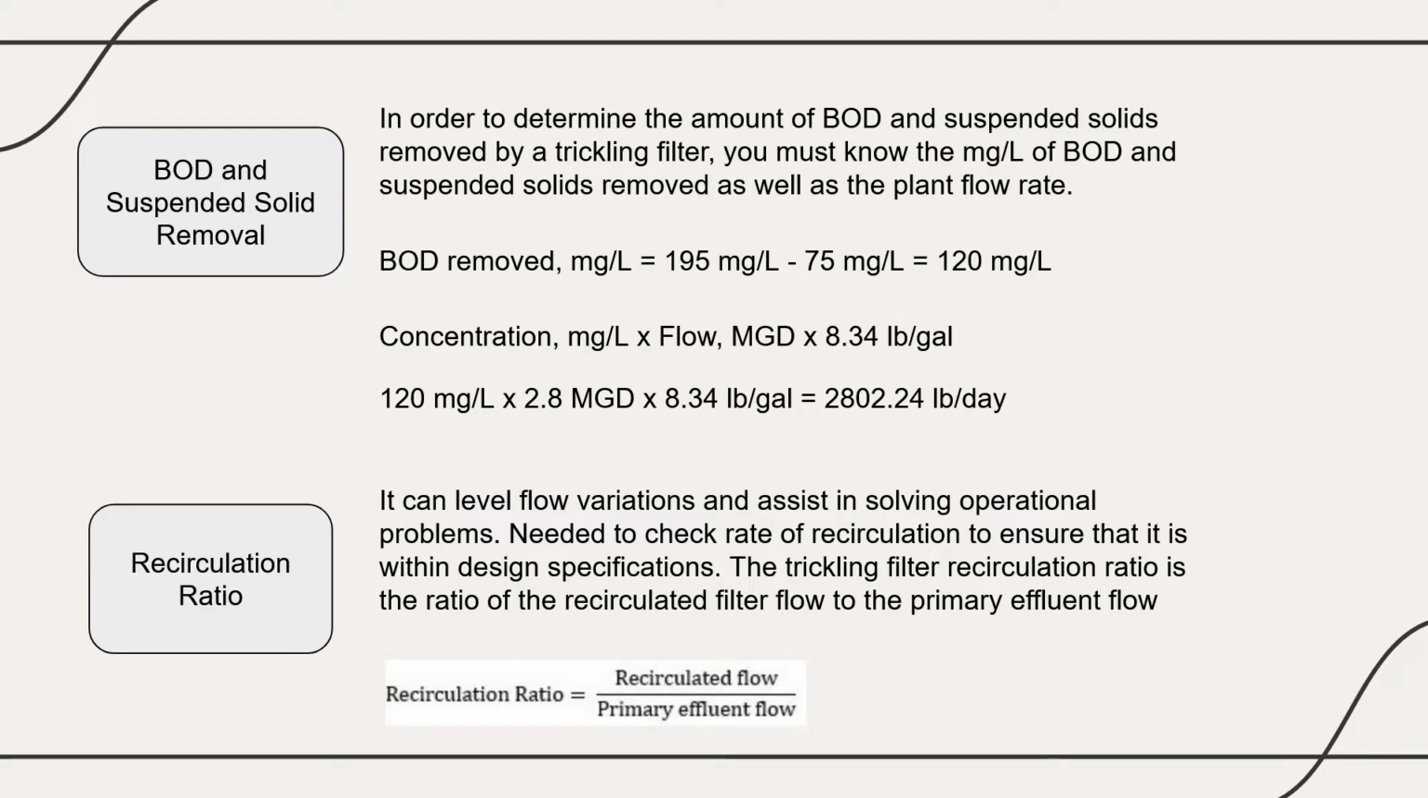Okay, for the recirculation ratio, it can level flow variations and assist in solving operational problems. It is needed to check the rate of recirculation to ensure that it is within design specification. The trickling filter recirculation ratio is the ratio of the recirculated filter flow to the primary effluent flow. Normally, both of these values, the recirculated flow and the primary effluent flow, are given. We just need to find the recirculation ratio. So just divide it like usual. Okay, that's all from me.